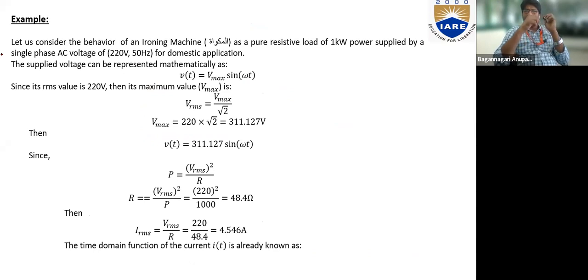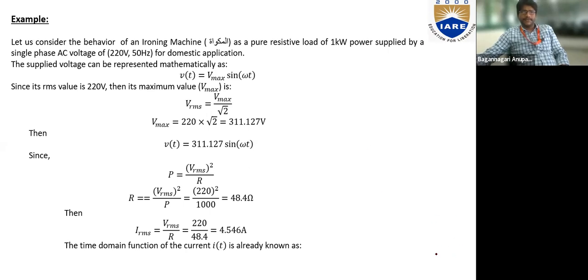Let us consider the behavior of iron machine as a pure inductive. The load is 1 kilowatt, supplied by a single phase AC voltage of 220 volts 50 hertz for a domestic application. So what should be done first? We need to calculate the value of current that is taken, or power that is consumed by the load, right? We can use these methods.